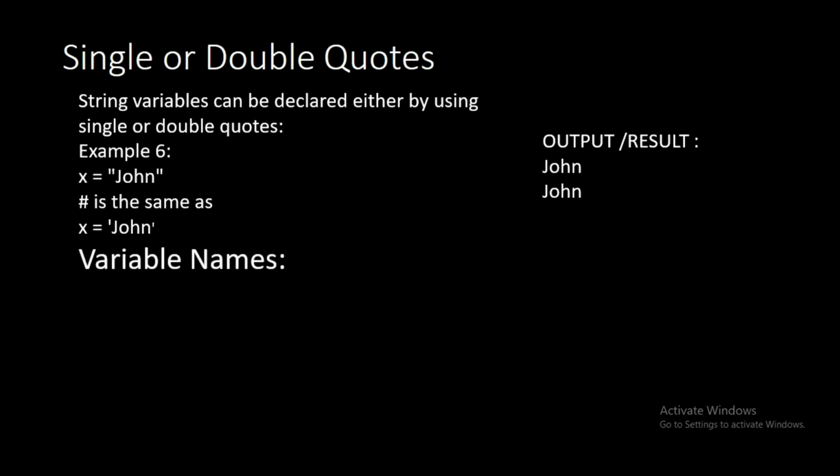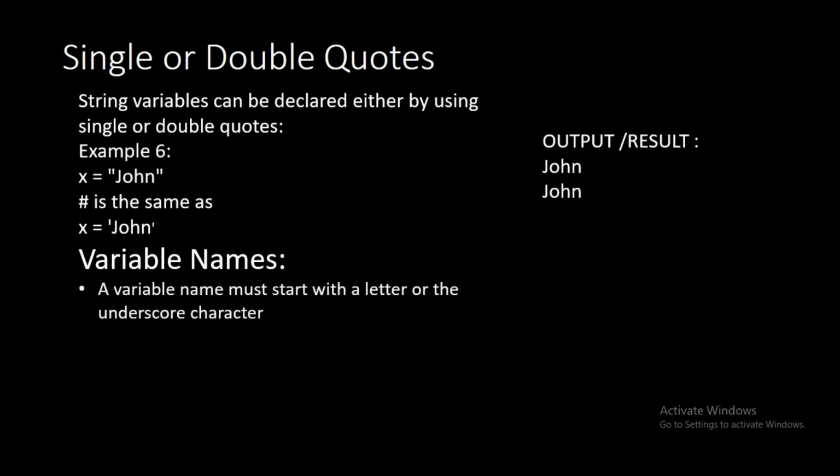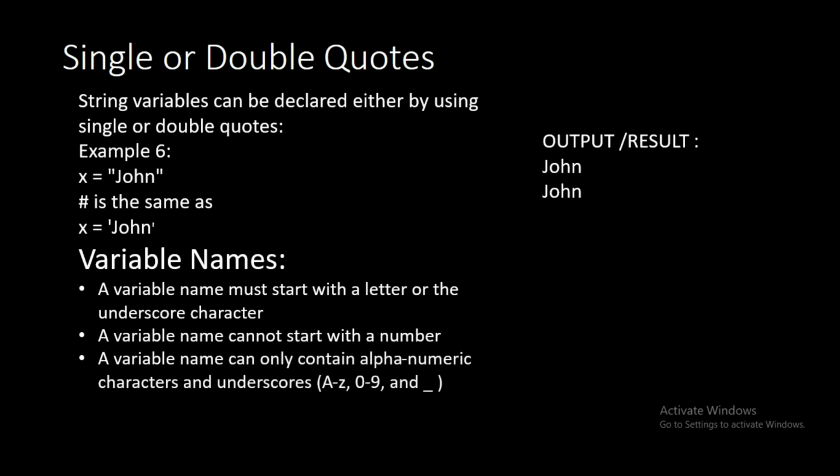Variable names. How can we define the variables, what kind of instruction, what are the legal variables and what are the illegal variables. A variable name must start with a letter or underscore character. A variable cannot start with a number. Don't start your variable name with a number. Similarly, a name can contain only alphanumeric characters and underscores.